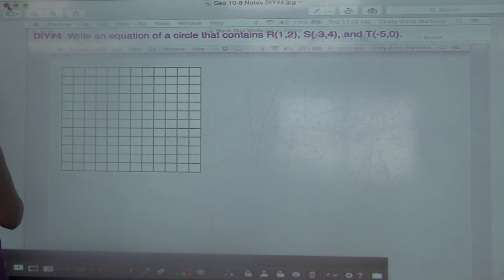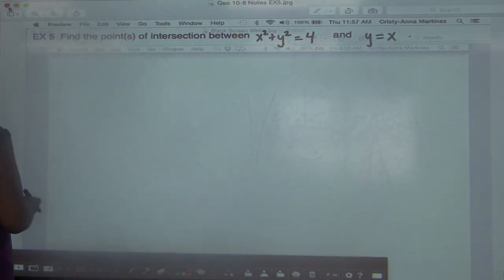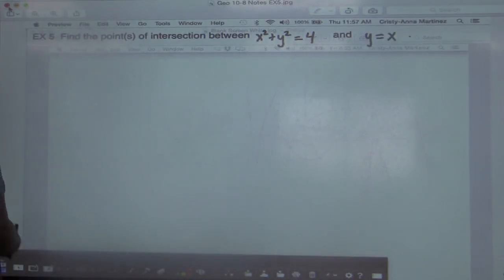And then we'll go to our last example, which is this guy right here. And so this guy doesn't require us to actually draw any circles or come up with any equations of circles. This is more of an algebra thing.